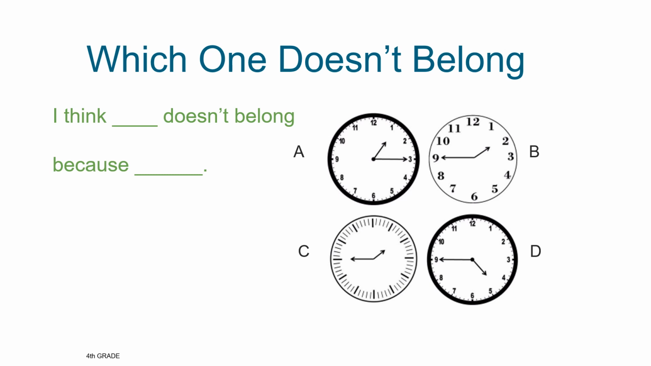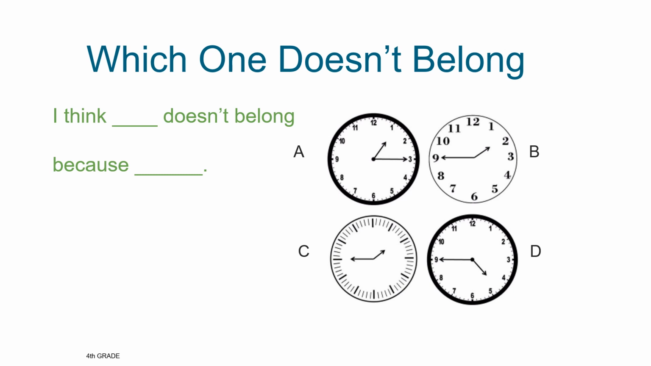Maybe you thought C doesn't belong because it doesn't have any numbers on it. Or maybe clock B doesn't belong because it doesn't have any tick marks on it for the minutes and hour. Or maybe D doesn't belong because the hour hand is between the 4 and the 5 rather than the 1 and 2.